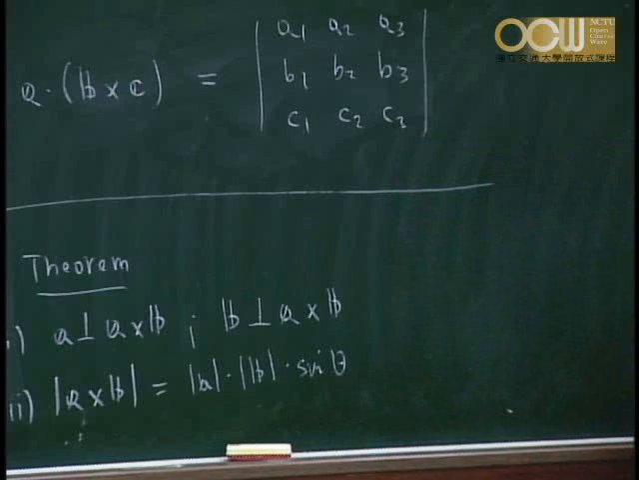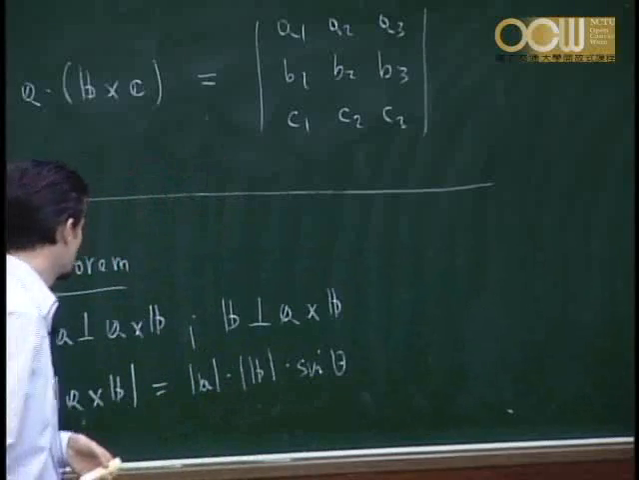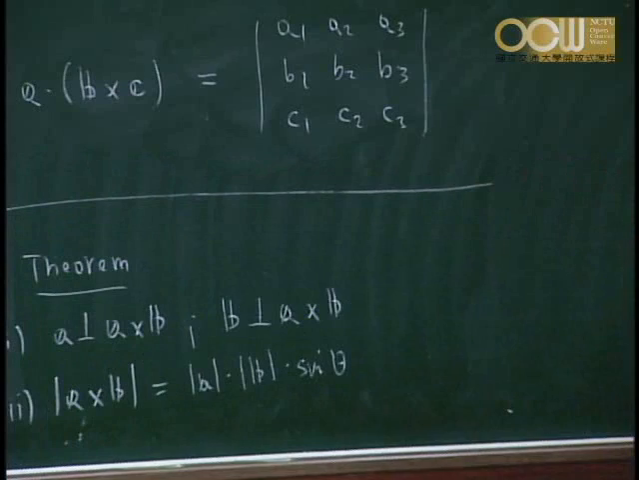And once you have those two properties, you already understand pretty well what the meaning of the cross product of A and B is, because you have two vectors in the three-dimensional space.